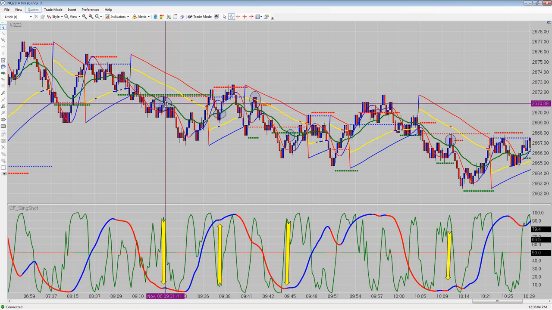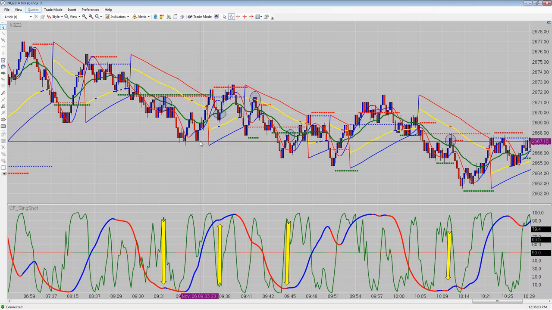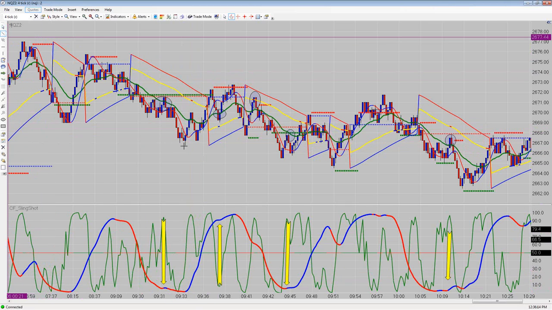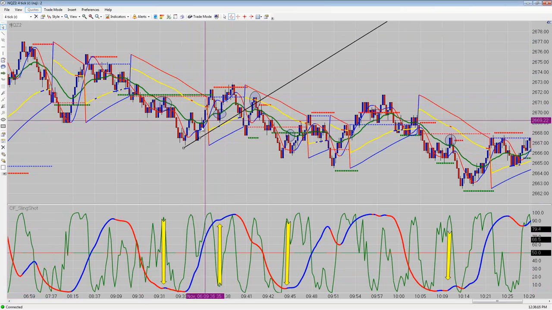Right in here we had a pullback up and tested the BBC with a down close and bearish divergence for an opportunity on the short side. It pulled back up here and tested the BBC with a down close again, but the cycle was going up, so no trade there. That didn't put in a lower swing. It suggested we had a bottom in place. Price moved up, gave us a bullish cross.